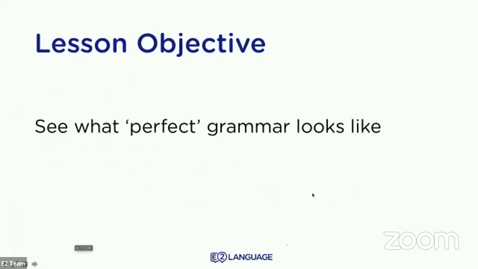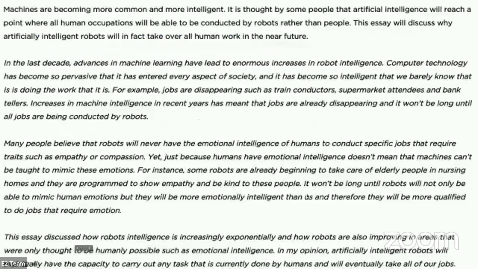Excellent. So now that we know how we're scored, what's the objective of this lesson? Well, I want you to see what perfect grammar looks like. I'm going to break this down for you, and I'm going to show you all of the verbs, all of the prepositions, the singular and plural nouns, and how I connected my sentences. I'm going to show you every little bit of grammar. However, this is too much, so we're just going to focus on this one paragraph.